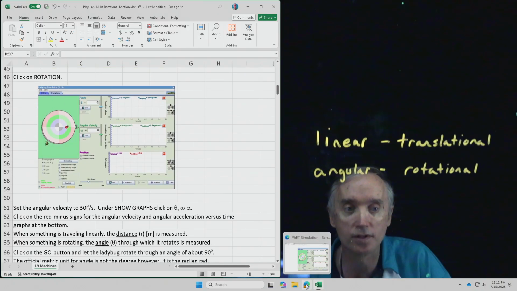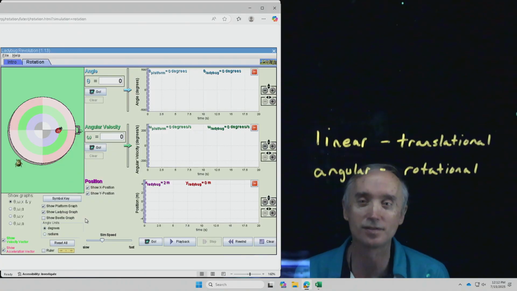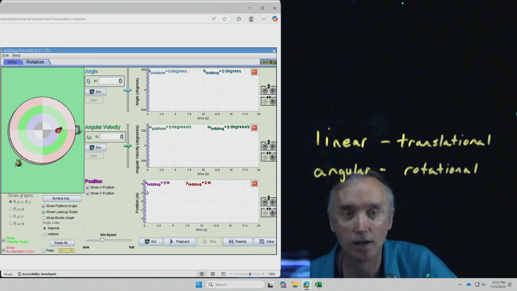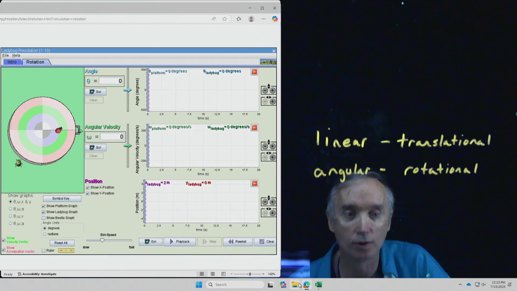Here's the live version of it. Notice this is a complicated simulation because you've got all these graphs over here. You've got different kinds of things that you can change here. You also have places where you start the simulation, where you end the simulation, and all these different kinds of buttons. So we're going to work our way through it and see how this simulation works.